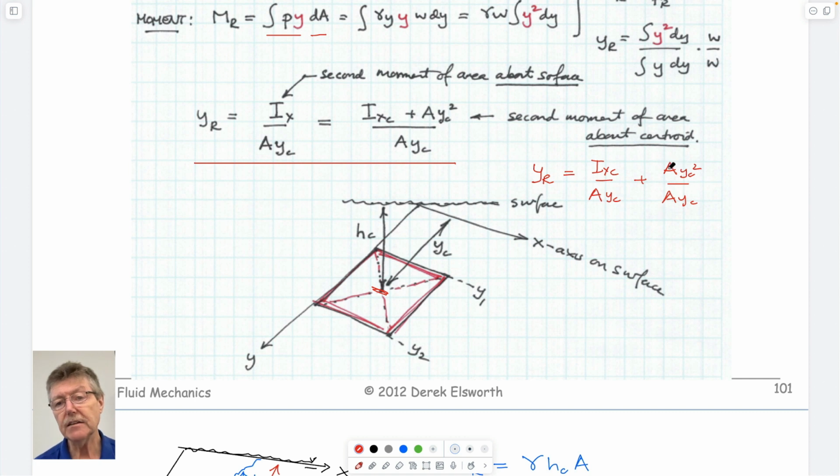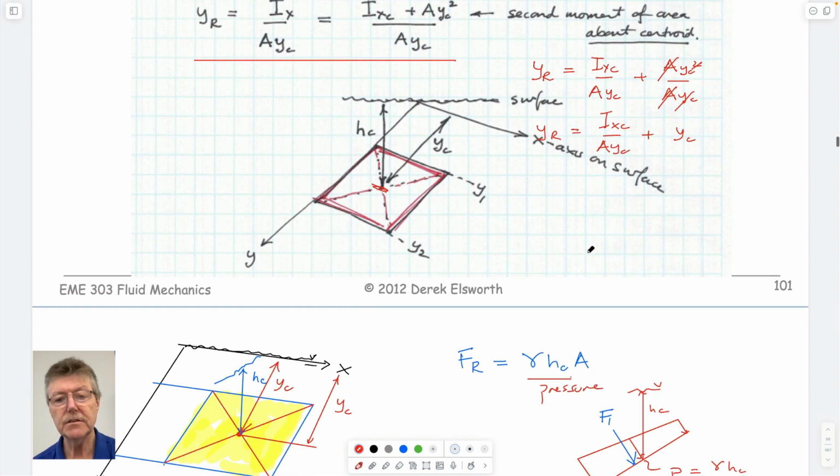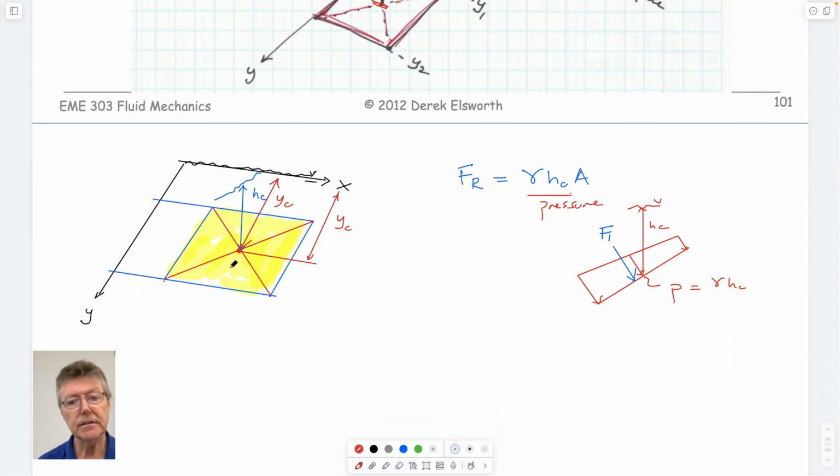And the reason for writing that is that we can get rid of this, and we can get rid of this, we can get rid of this, and we can get rid of this. And so it becomes this standard result times y sub c. And so we can think of this length where the force acts as being equal to the location of the centroid plus some small amount. And so it's easy to draw on this as this.